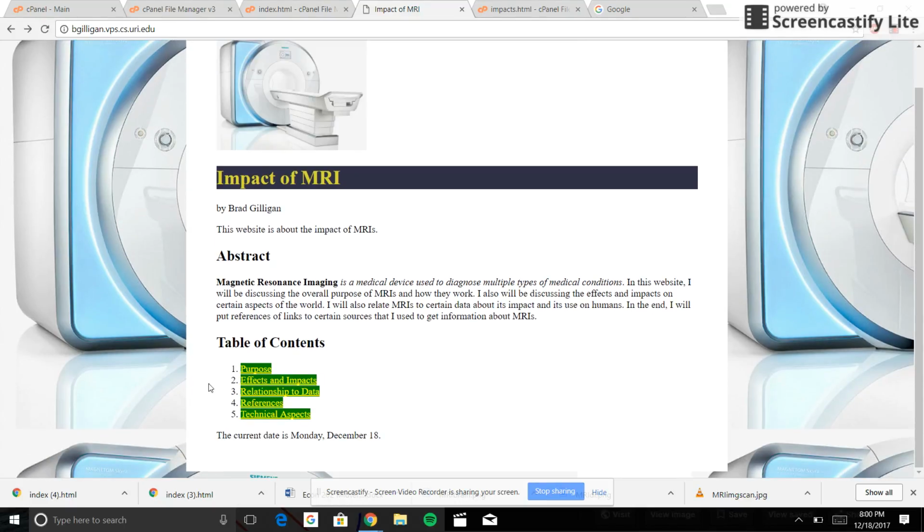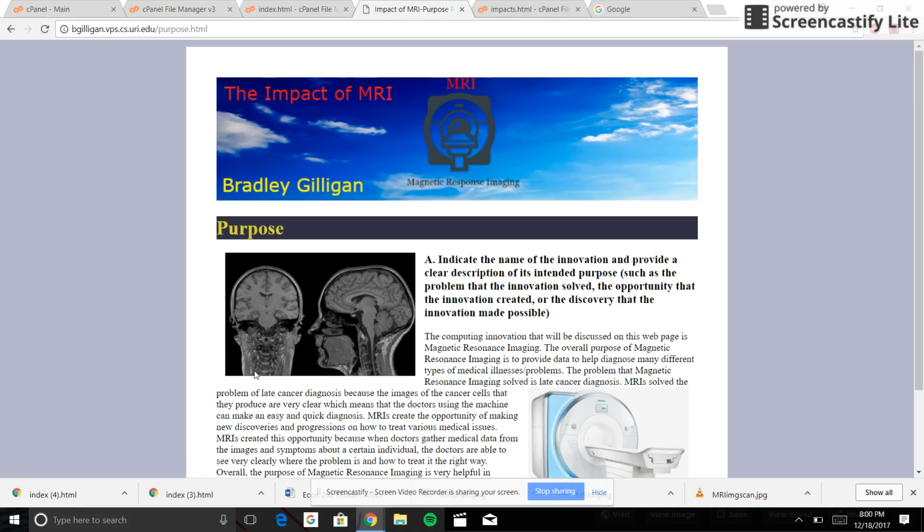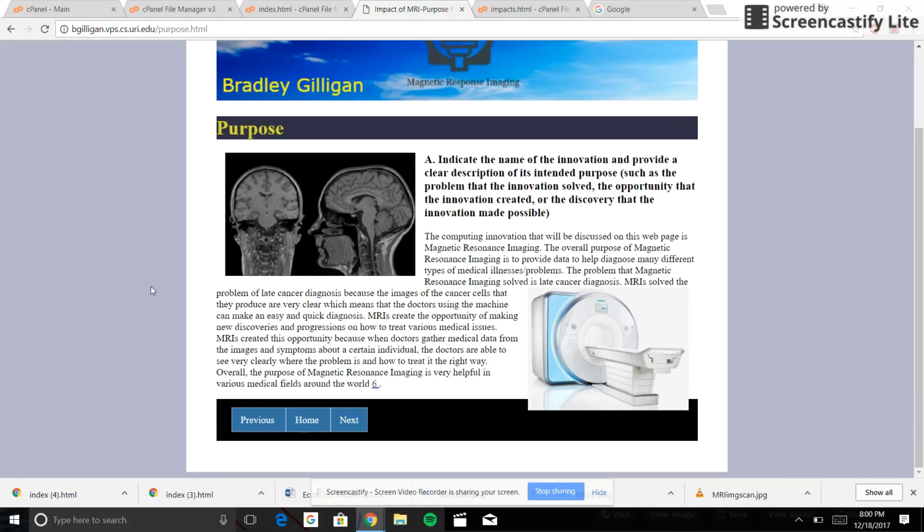And now I'll go through each question that I've responded to in my project. The first question here is, indicate the name of the innovation and provide a clear description of its intended purpose, such as the problem that the innovation solved, the opportunity that it created, or the discovery that the innovation made possible.